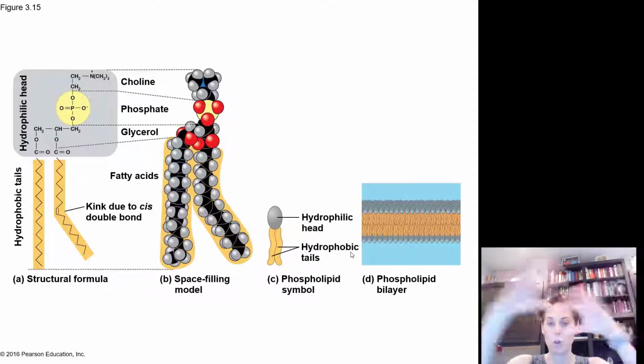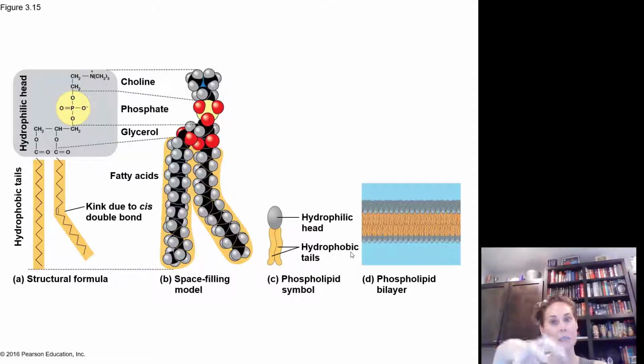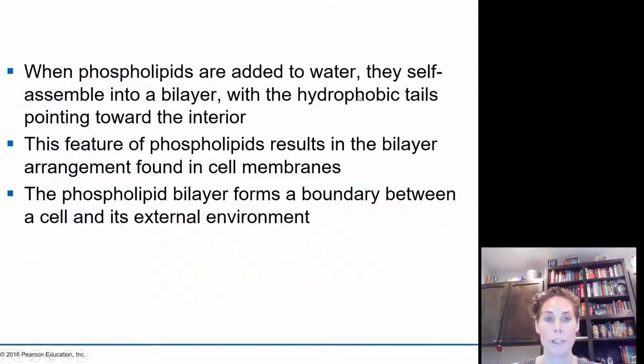So now it's totally encompassed the innards of a cell, and it keeps certain things in, keeps certain things out, and it allows certain things to come and to go. So phospholipids are an extremely important component of cell membranes. When phospholipids are added to water, they self-assemble into that bilayer, hydrophobic tails pointing towards the inside and hydrophilic heads towards the outside.